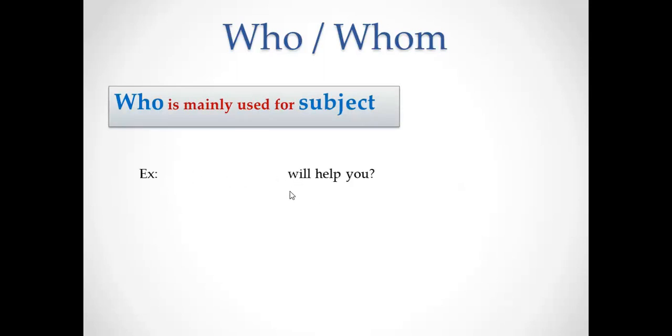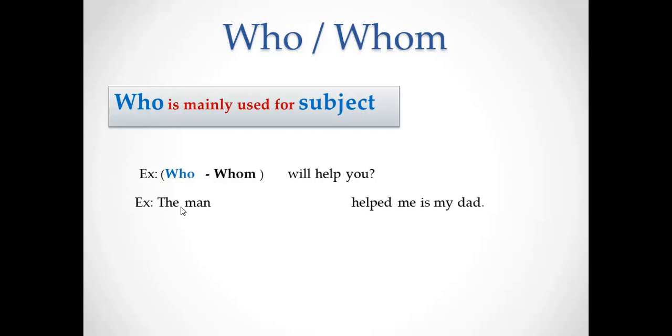Will help you. Will is a helping verb and help is a main verb and you is what? Receiver. We said that the receiver of the action is called object. If we have a main verb and a helping verb, it is called a verb phrase, and you is object. What is missing? The subject. So if I ask you to choose between who and whom, you are going to choose who. Like this example: who will help you.